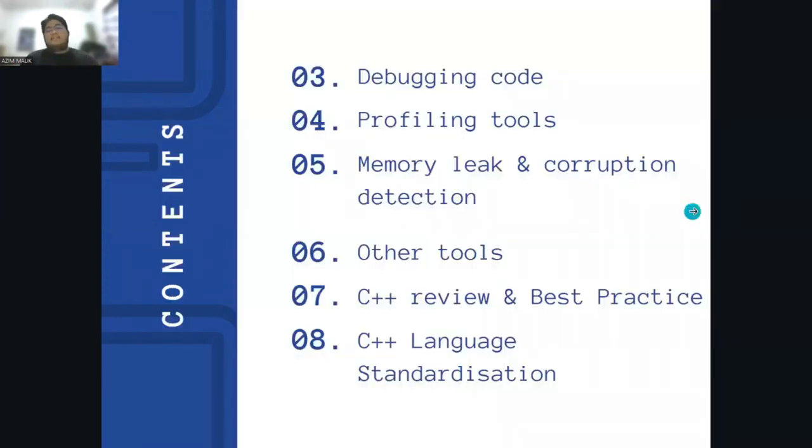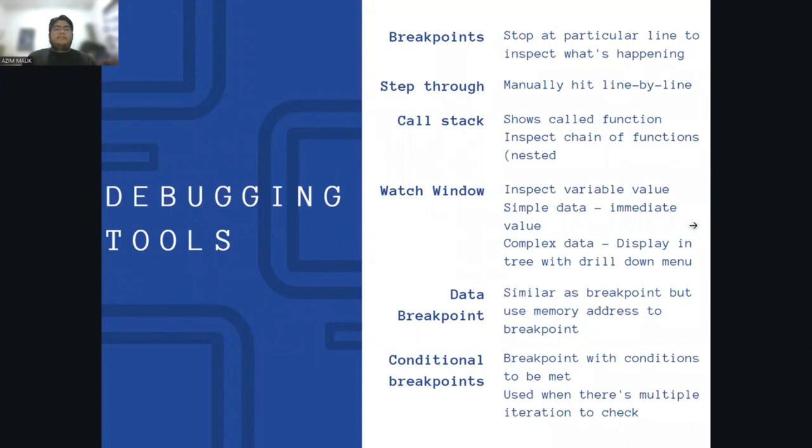This is my topic, Chapter 3, Tools of the Trade and Fundamentals of Software Engineering for Games. These are the topics inside. First, we are going to cover debugging tools, which have multiple types. We have breakpoints, which stop at a particular line to inspect what's happening. We have step through, where we manually step line by line after a breakpoint is hit.